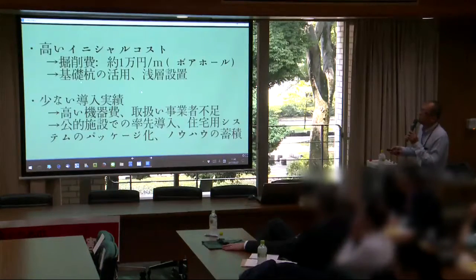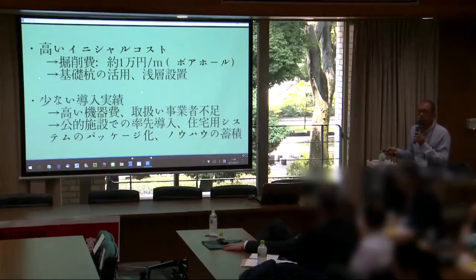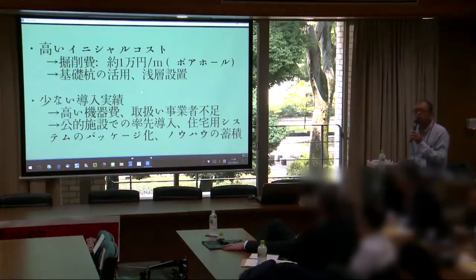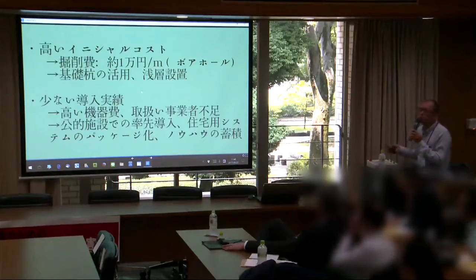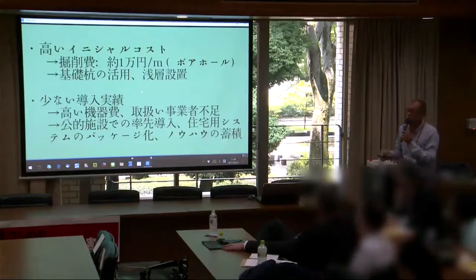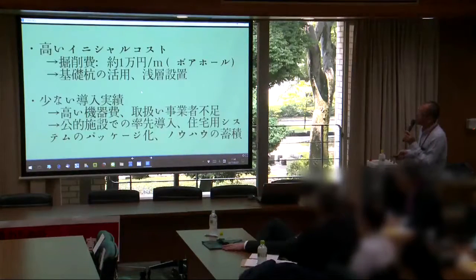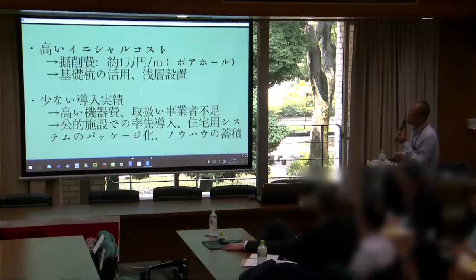There is the foundational pillar approach with the Tokyo Sky Tree, and also there is shallow layer equipment, and there is a hybrid type with air and geothermal. There are many other areas to be improved.